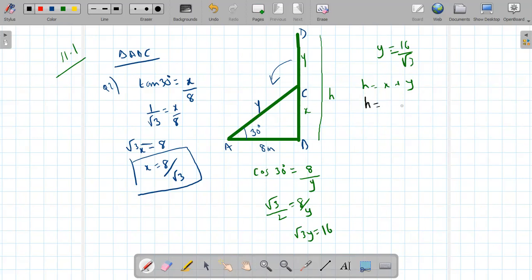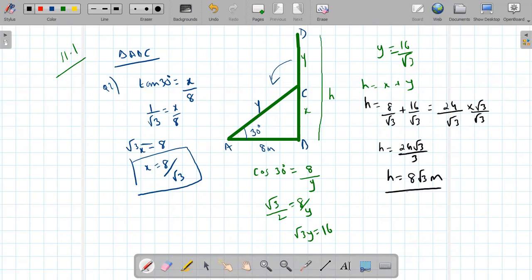So height will be x, which we have already found out as 8 upon root 3, plus y, which we have found out as 16 upon root 3. Denominator is same, so we can add this. We get 24 by root 3. We'll rationalize this, multiply and divide by root 3. So height will be 24 root 3 upon 3. So height will come to 8 root 3 meters. Okay, so 8 root 3 meters is the height.